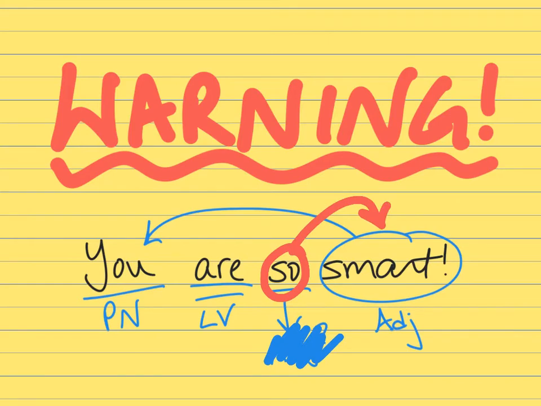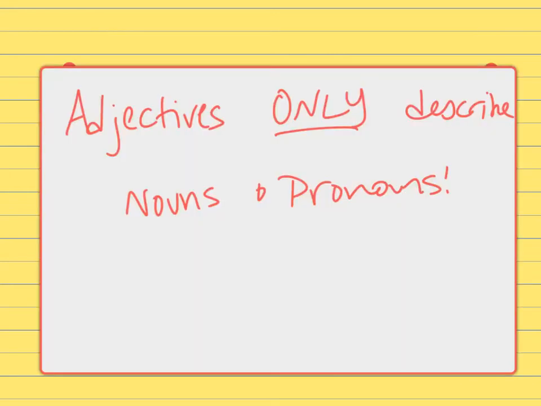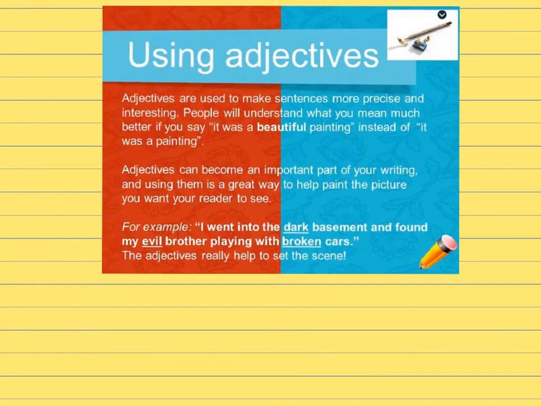Adjectives only describe nouns and pronouns. They don't describe adjectives. That makes this an adverb, which we're not going to worry about now because we're going to learn them later. But don't get tripped up into thinking that just because it describes, it must be an adjective. Adjectives only describe nouns and pronouns. So now you might ask yourself, well, what exactly are adjectives for? Adjectives are what gives stories color and flavor. They make sentences more precise and interesting.